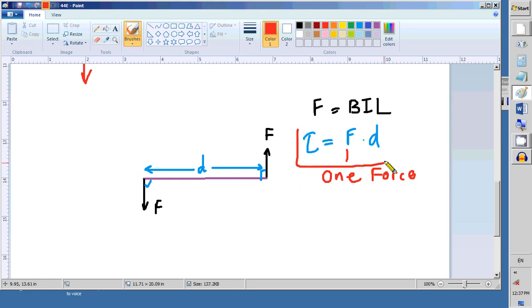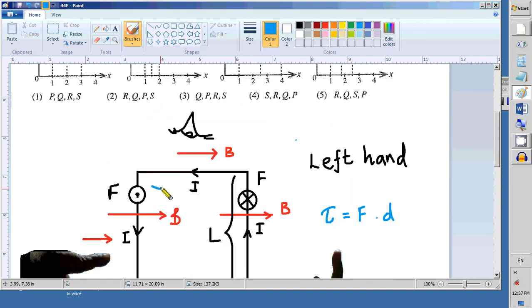So when you write this equation, you must always say that one F, one force. Otherwise you will get confused, you will forget, and you might use both F's in future when you use this equation. So therefore remember one F. So F we know, BIL, then distance, let us mark here that this distance is d.